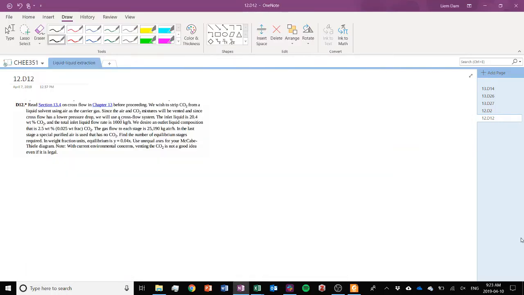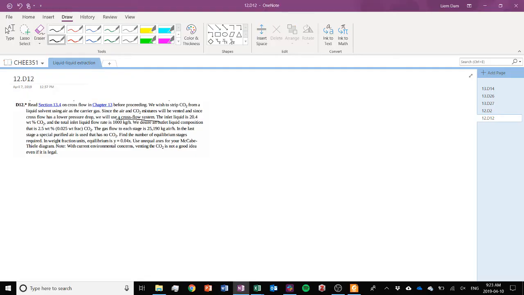Let's do another absorption and stripping problem. In this problem, we're trying to strip CO2 from a liquid solvent using air as the carrier gas. Immediately, a few things stand out. The first is that we're using a cross-flow system, so the normal operating line equation with countercurrent systems is not going to apply.